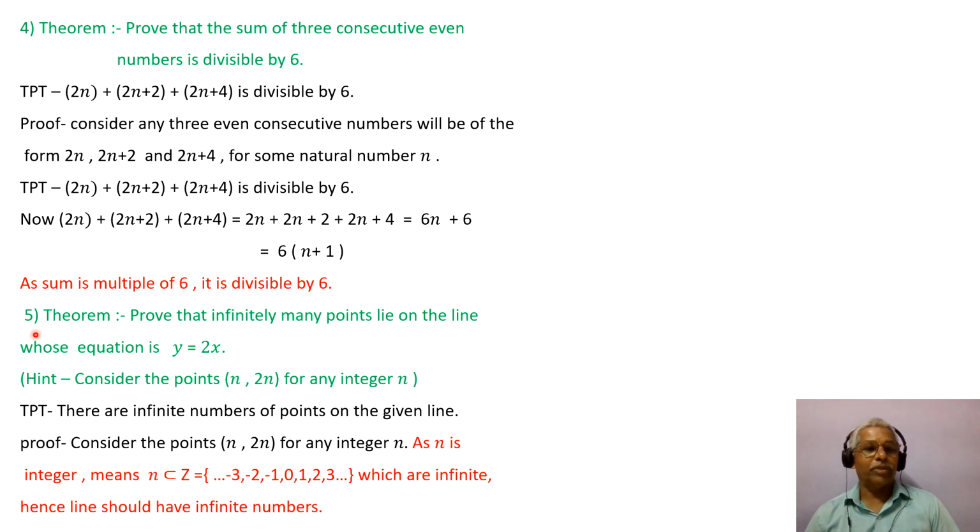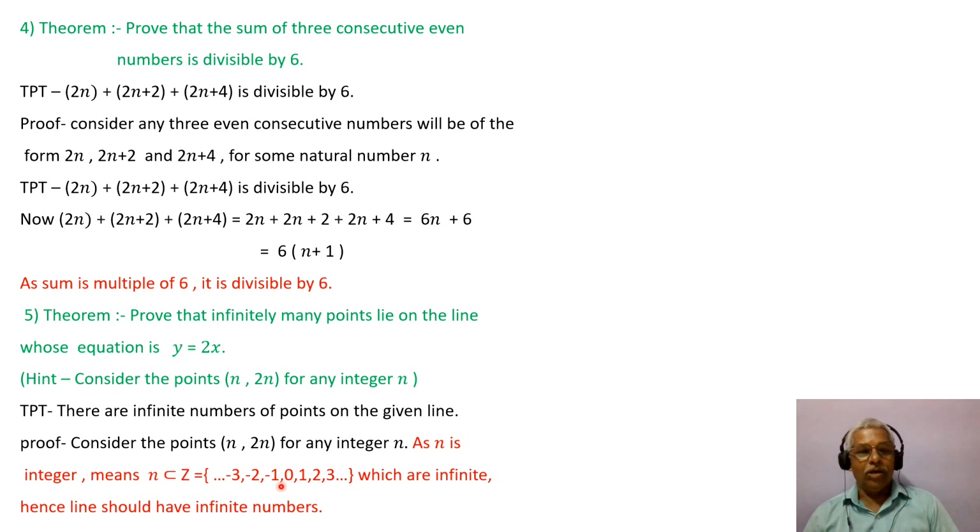Fifth one, theorem: prove that infinitely many points lie on the line whose equation is y equal to 2x. Now some hint is also given. Consider the points n and 2n for any integer n. We have to show that there are many points, to prove that there are infinite numbers of points on the given line. Proof: consider the points n and 2n for any integer n. As n is integer, means n is a subset of Z, and Z is an infinite set.